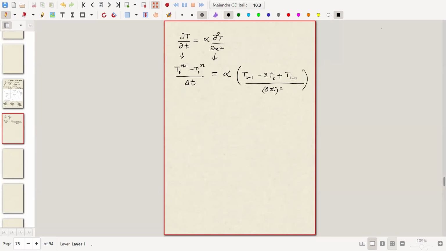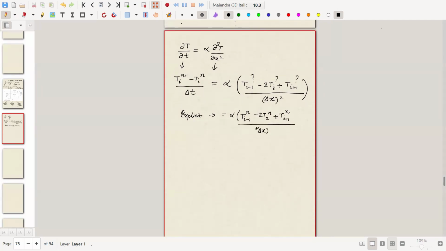So one more thing I am missing here. Here I have written n plus 1 and n, but here I have not. Guys, your method will be explicit. So if your method is the explicit scheme, it will be alpha, and all will be depending on the nth step. Yes. But I'm missing something else also.